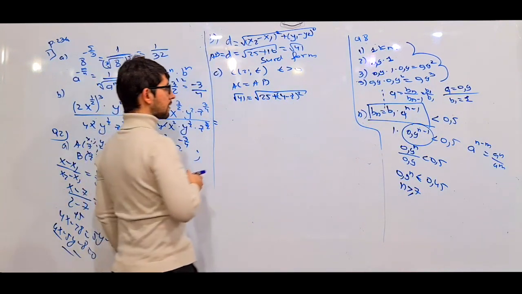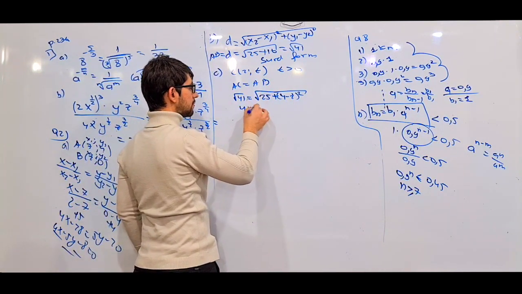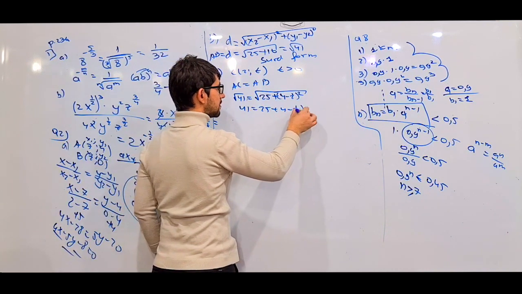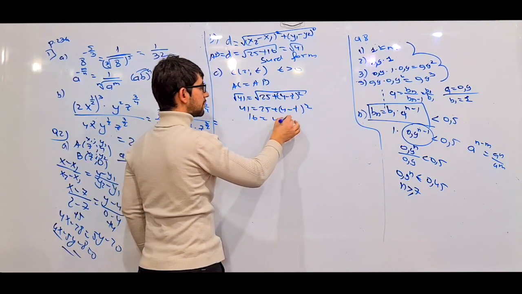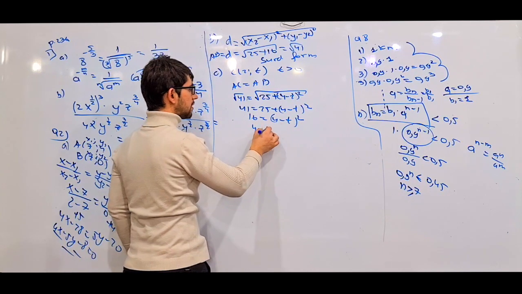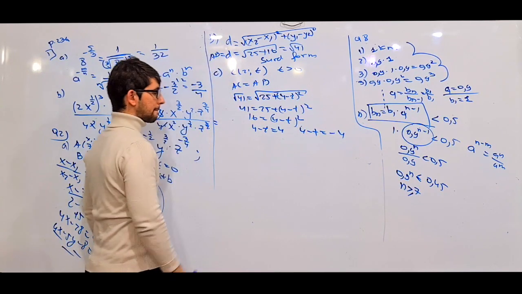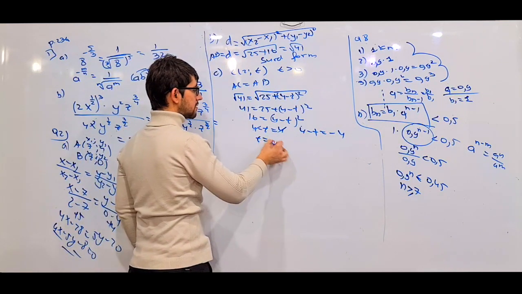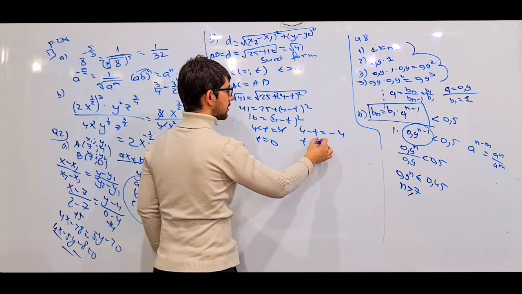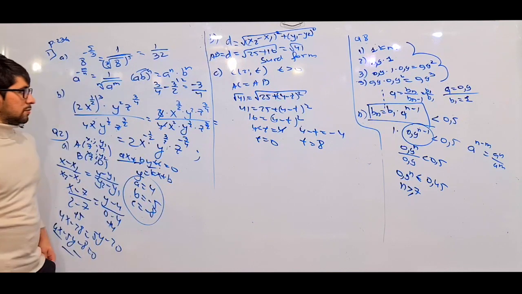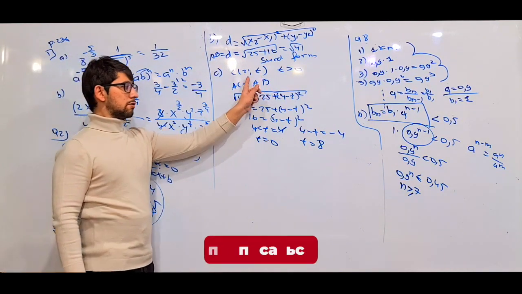Right? So, if you square both sides, 41 equals 25 plus (4 minus t) squared. Or 16 equals (4 minus t) squared. 4 minus t equals 4, or 4 minus t equals minus 4. The t value is 0 or the t value is 8. So the point is (2, 0) or (2, 8).